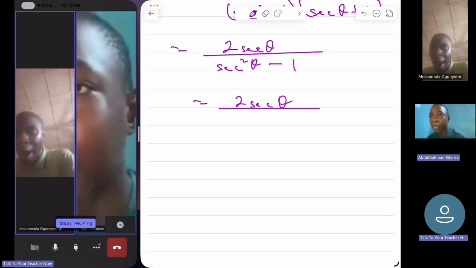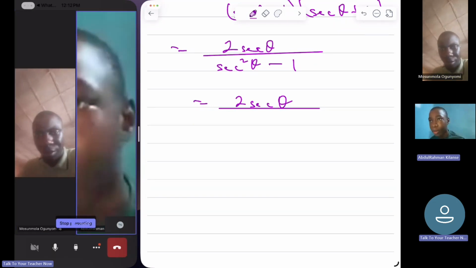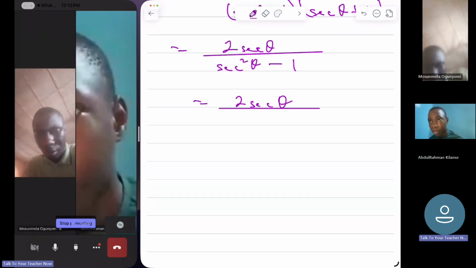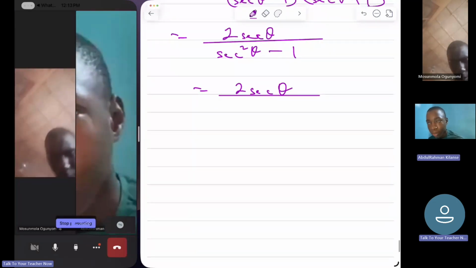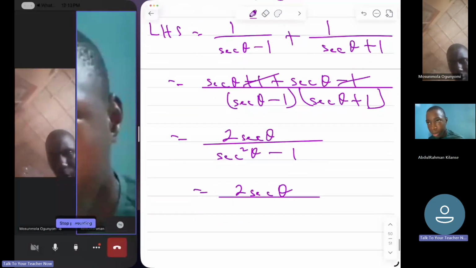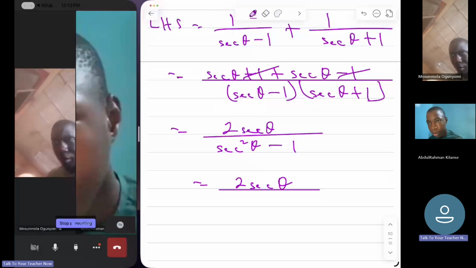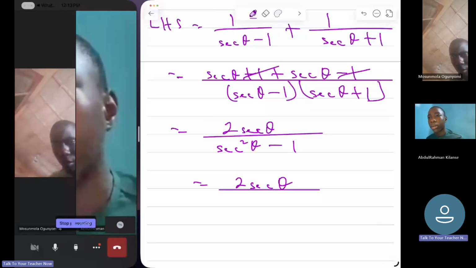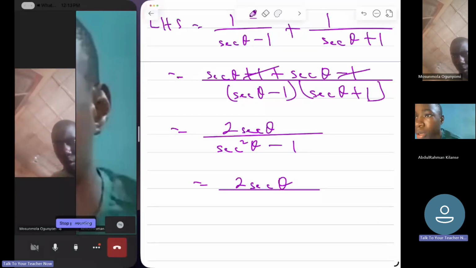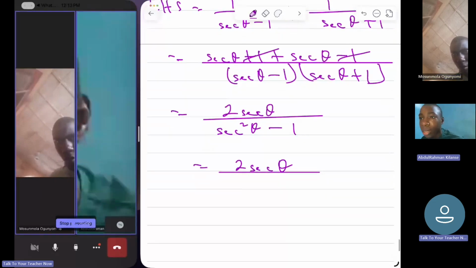Let's split 2 sec theta over sec square theta minus 1. Say that again, please. We should use what? You split them, okay, into sec theta minus 1 times sec theta plus 1. What did you say? 2 sec theta.